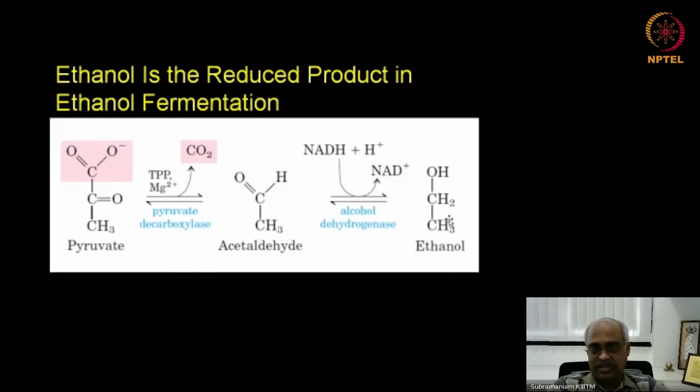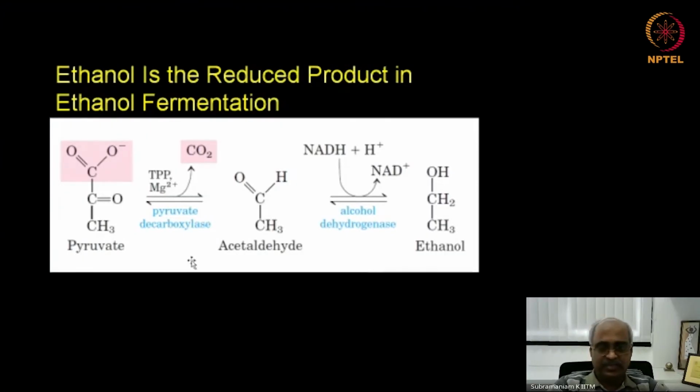Again, ethanol, like lactic acid, has the same hydrogen-carbon ratio as glucose. So the oxidation state of the molecule is not changed, but you have gained that 2 ATP at the phosphoenolpyruvate to pyruvate step. That 2 ATP is still a net gain. So this is alcohol fermentation.